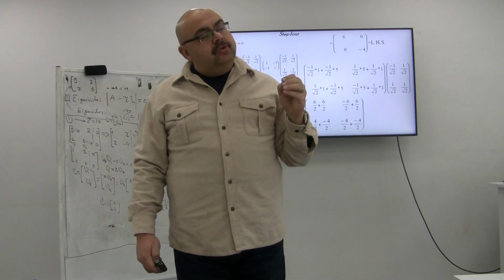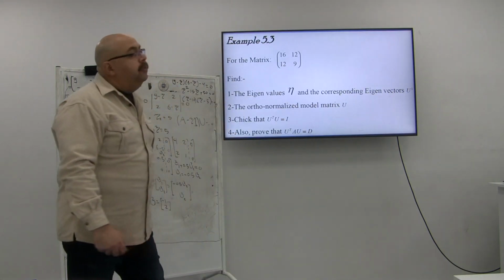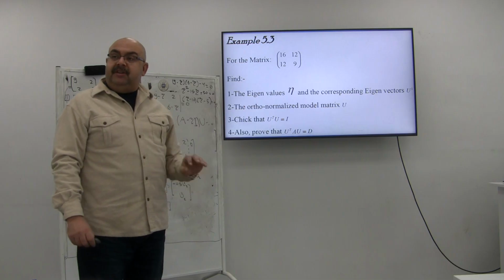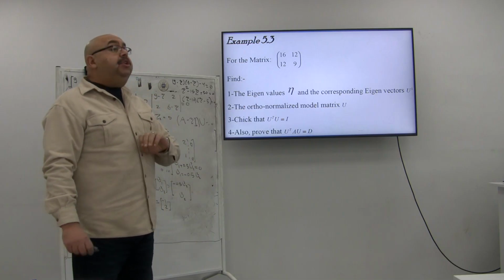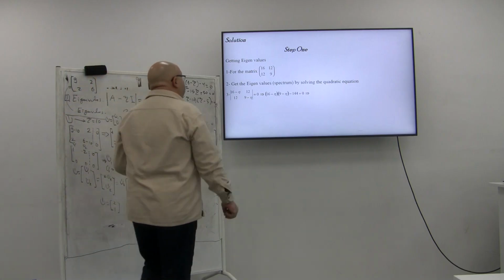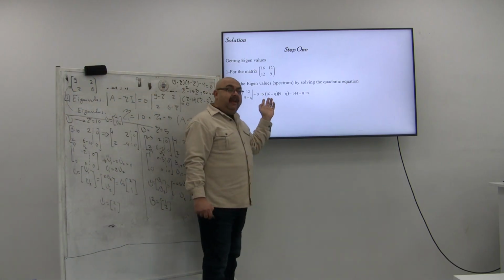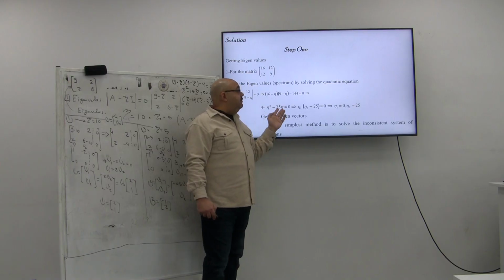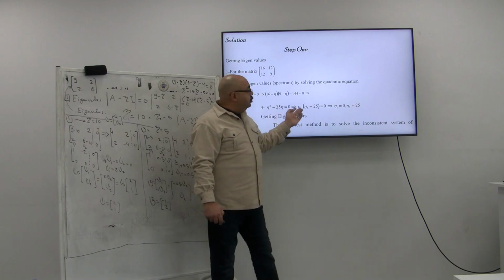Another example for you: 16, 12, 12, and 9, which is also a symmetric matrix. I will redo all steps. I will start with evaluating the eigenvalues, which is really very simple. Expanding the equation and simplifying it, you will end up having two values.